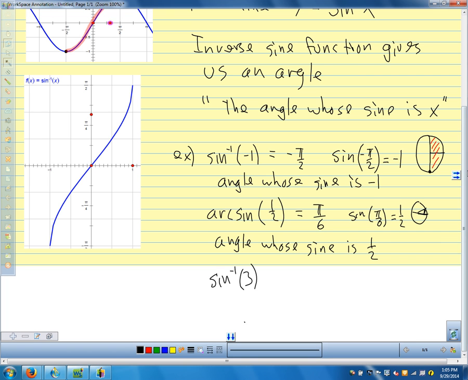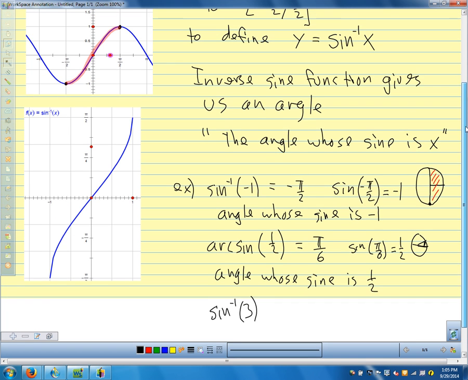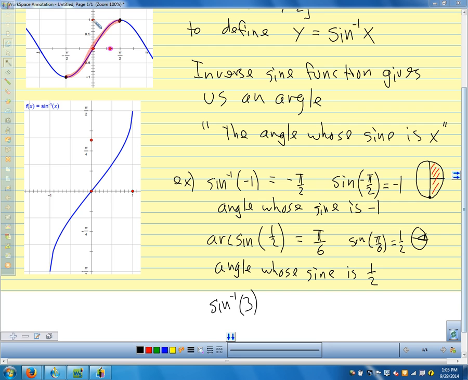Let's look at this graph up here. What's the maximum of my sine graph? 1. The minimum is negative 1. What angle gives me a sine of 3? None. Does not exist. No angle has a sine bigger than 3.